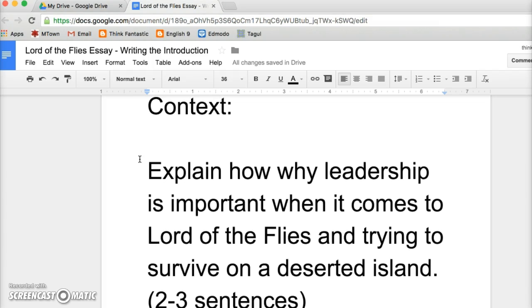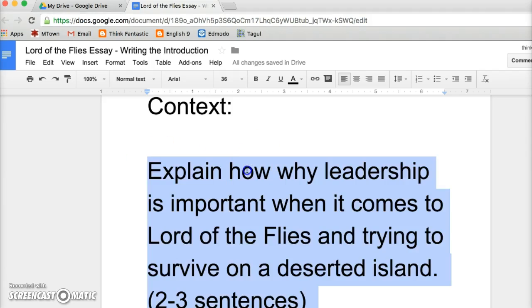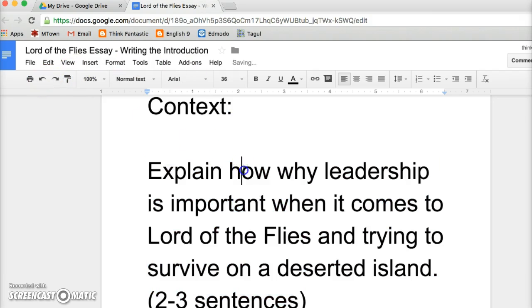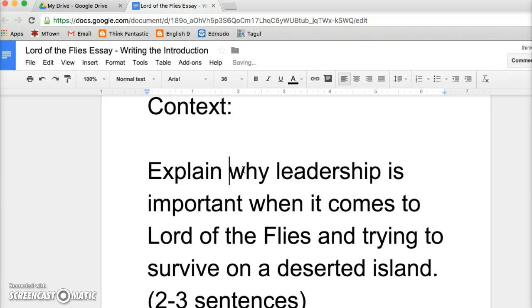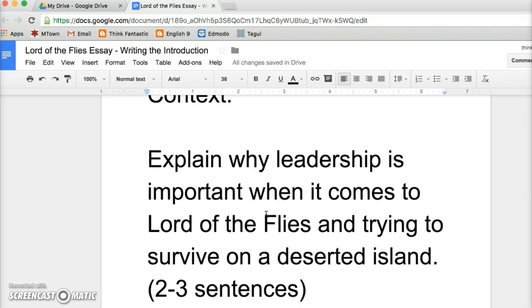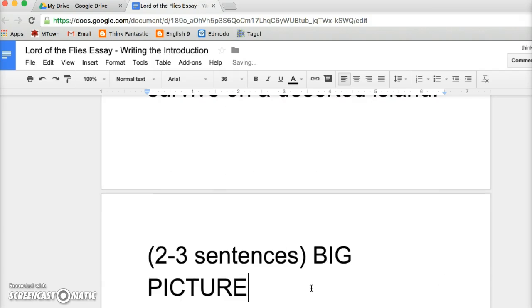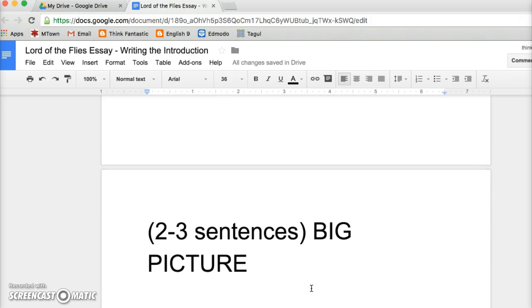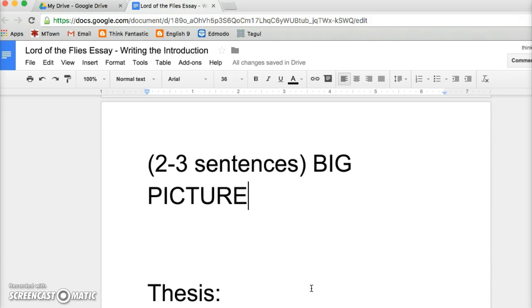And the context is where you explain why leadership is important when it comes to Lord of the Flies and trying to survive on a deserted island. In other words, you're looking at the big picture. Why is leadership important? No matter which character you're looking at, leadership is key to survival. That should be about 2 to 3 sentences where you explain that.